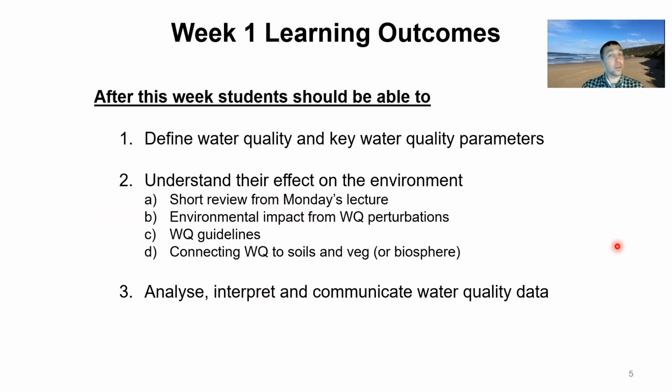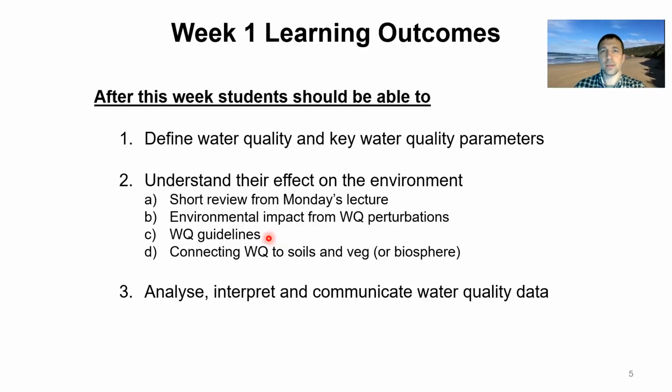Okay, so revisiting the learning outcomes for week 1. In the lecture, which you would have watched prior to this, we defined water quality as well as some key water quality parameters. What we're going to do now in this content, as well as in the tutorial, is focus on number 2 here and how the environment impacts water quality and vice versa. So I'll briefly go through what we discussed in the Monday lecture and expand on that a little bit. And then we'll focus on some of these environmental impacts from water quality perturbations.